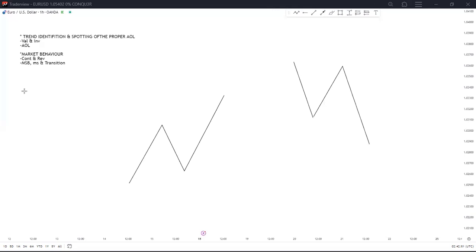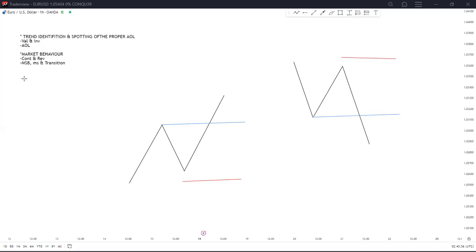So how do we know where our area of liquidity is? First, we identify our validation point, right? So we consider this one here. Let's mark it with a blue curve. So this is the validation point, and here we have the invalidation point, right? So also here we have the invalidation point. Here down below we have the validation point.